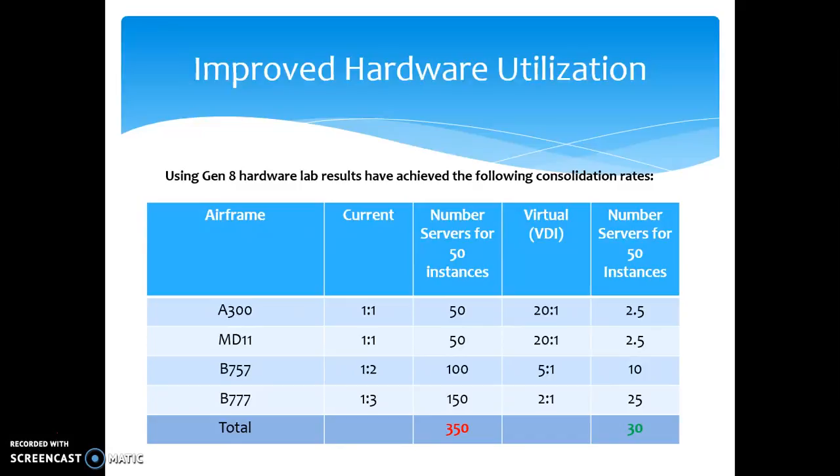Lab results using Generation 8 hardware showed these types of consolidation rates. Currently, for the Airbus 300 and MD-11, for one instance we need one server, so for 50 instances, we need 50 servers. If you look at the Boeing 777, for one instance we need 3 servers, which means for 50 instances, we need 150. When we go to the virtualization VDI environment, for the Airbus 300 and MD-11, we can get 20 instances per server, so for 50 instances, we only need 2.5 servers. The 777, we can get 2 per 1 server, so we only need 25. That's a great reduction in the amount of servers we need to run 50 instances each of this Simfinity product for each airframe.